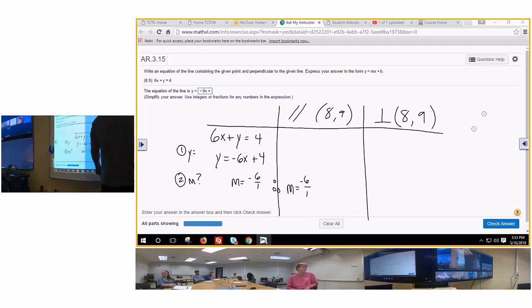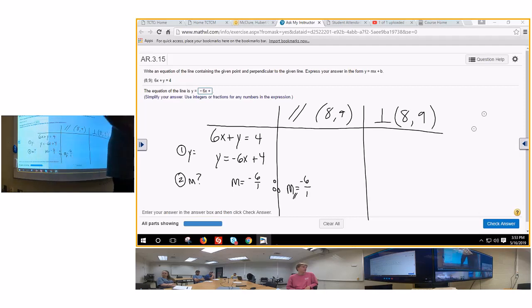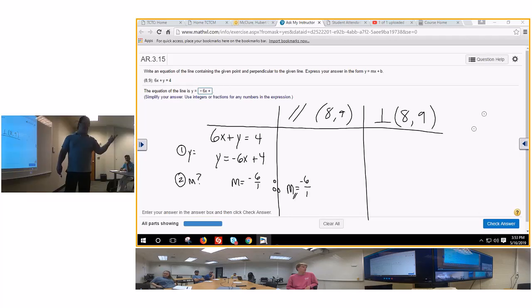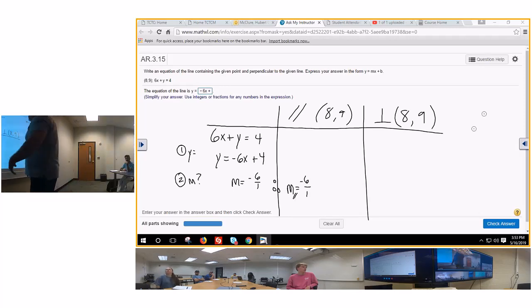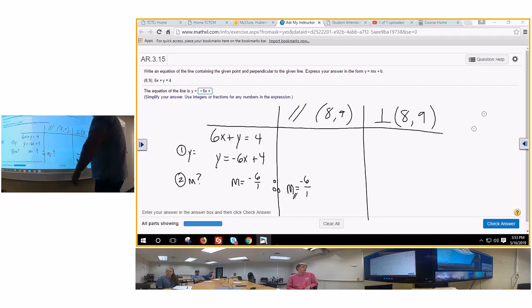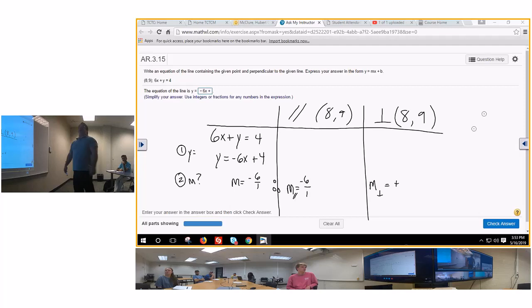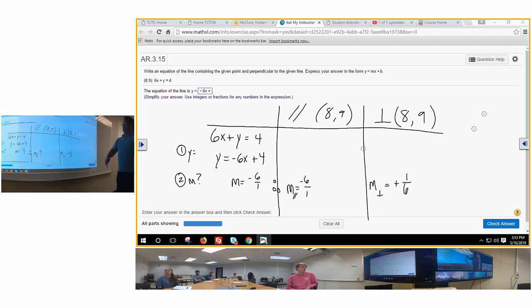What is m on a perpendicular line? The opposite reciprocal. Sorry, not the inverse. The opposite reciprocal. So what's the opposite of negative? Positive. Y'all are just on the ball, I'm telling you. Positive. And then what is the reciprocal of 6 over 1? 1 over 6. Now you're ready to do parallel and perpendicular.